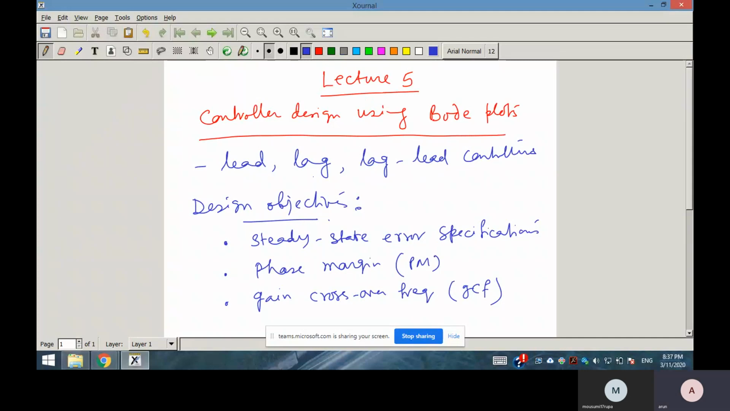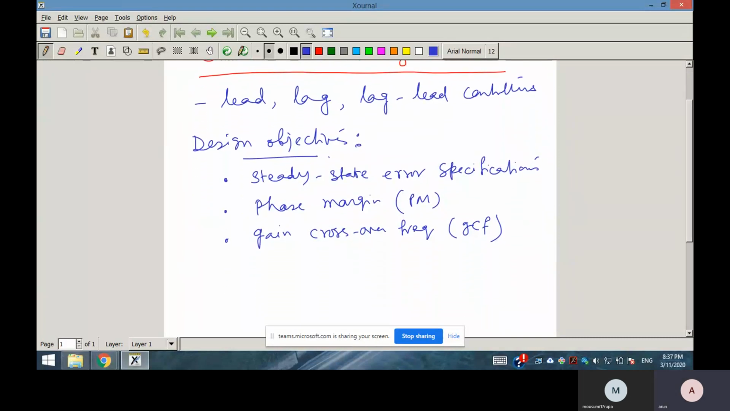Steady state error specification means some steady state constraints we have to meet: position error constant, velocity error constant, acceleration error constant. That means Kp, Kv, Ka, like that. Phase margin also we have to meet at some gain cross-over frequency. As you know, phase margin is related to damping ratio of the system. As phase margin increases, damping also increases. So phase margin is closely related to peak overshoot of the system. And gain cross-over frequency determines how speedy a response is. If the gain cross-over frequency is more, then the speed of the response will be more. That means rise time will be less.